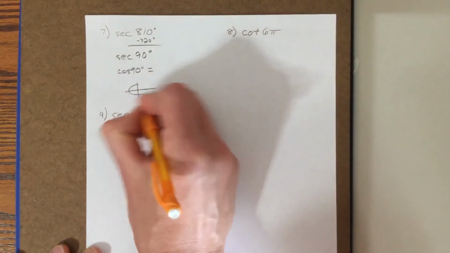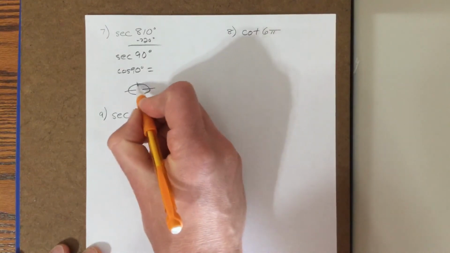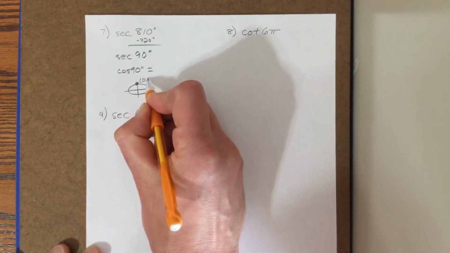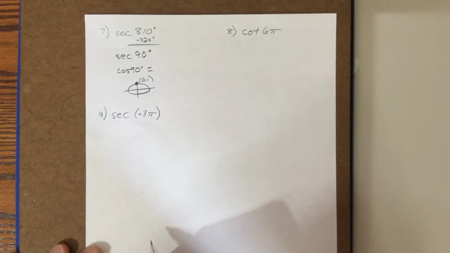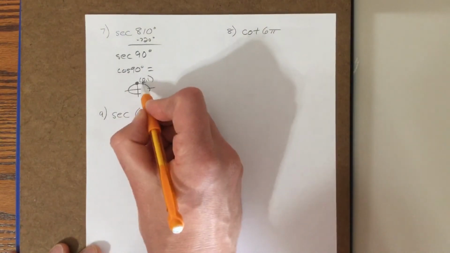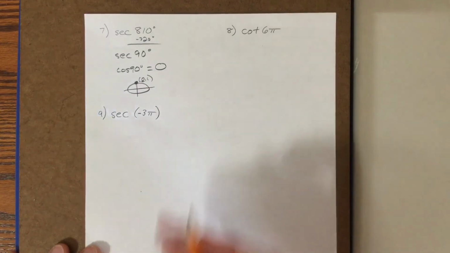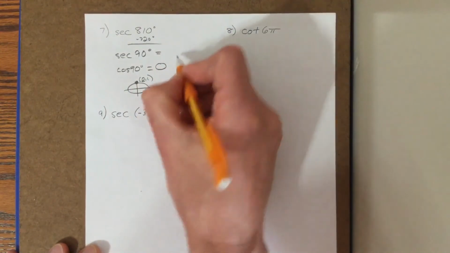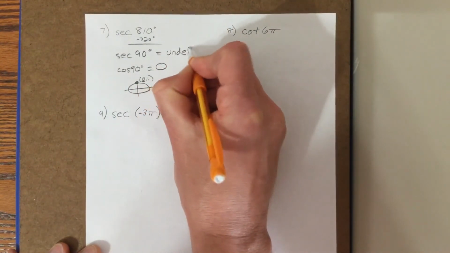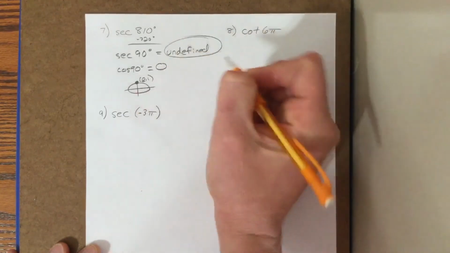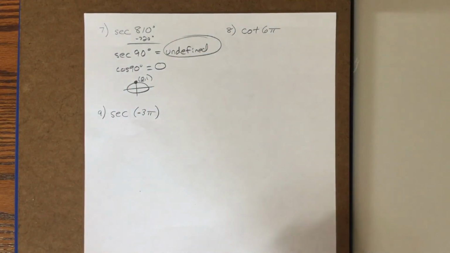This is a quadrantal. So 90 degrees is at the top of the unit circle. The coordinates are 0, 1. Cosine is going to be the x value, so that value will be 0. But we want the secant, which is the reciprocal of cosine. Reciprocal of 0 is undefined. Again, if you put that into your calculator, you could type in 1 over cosine of 810 and you should get an undefined value.